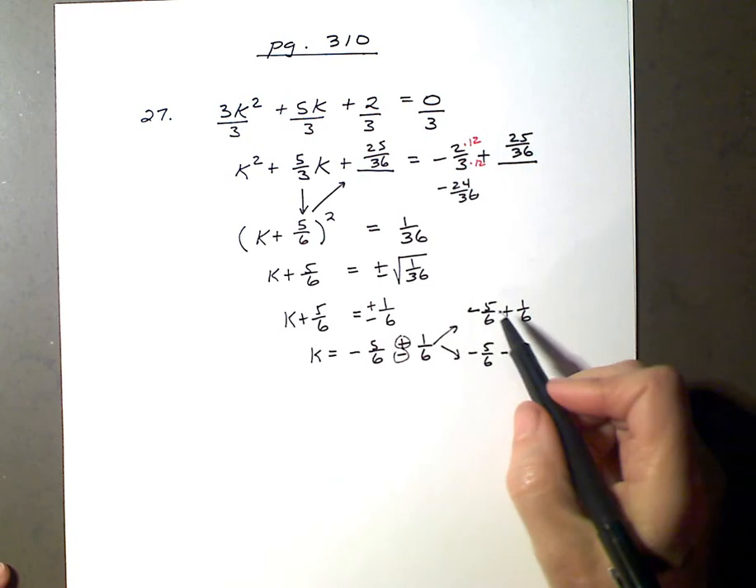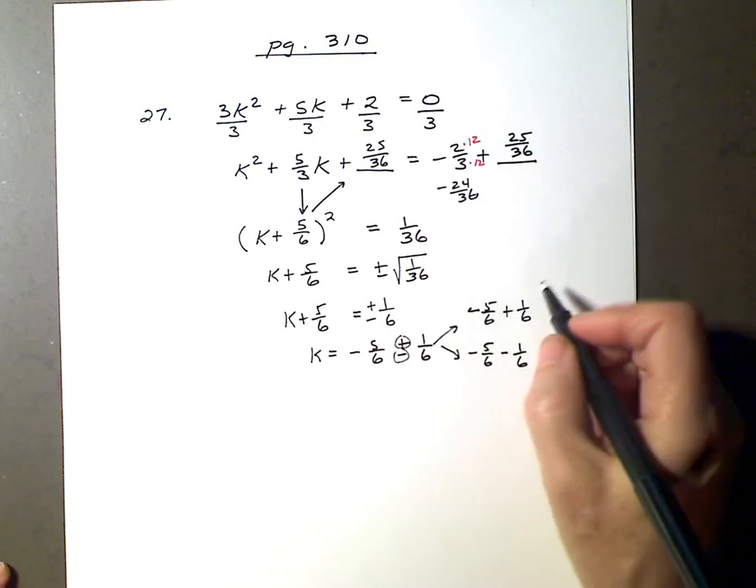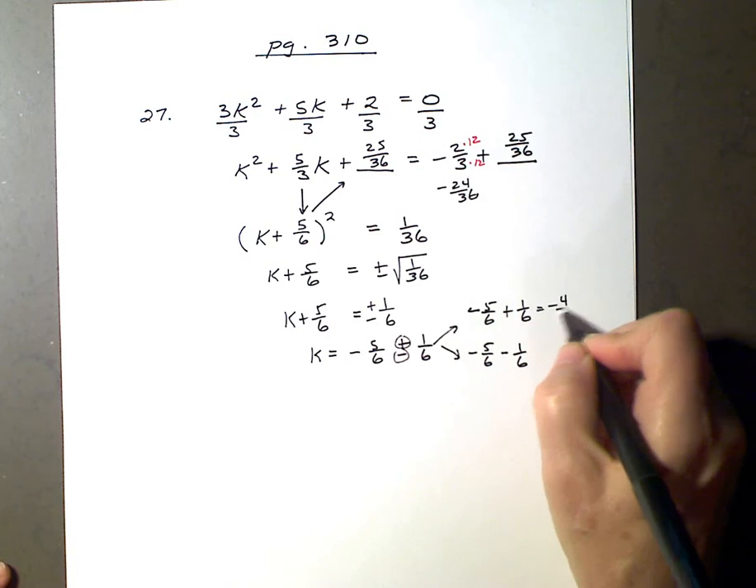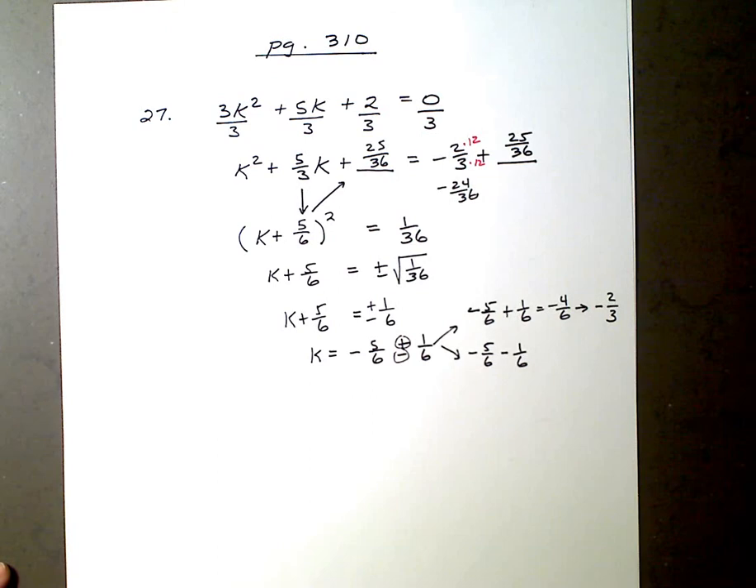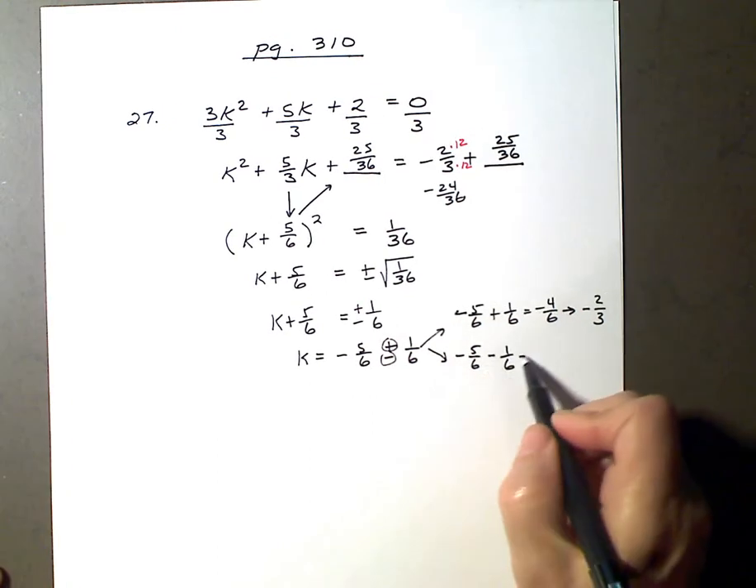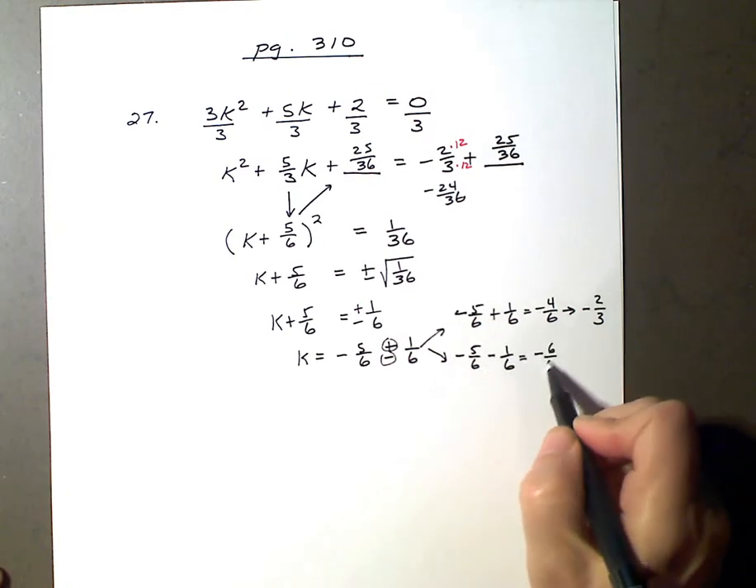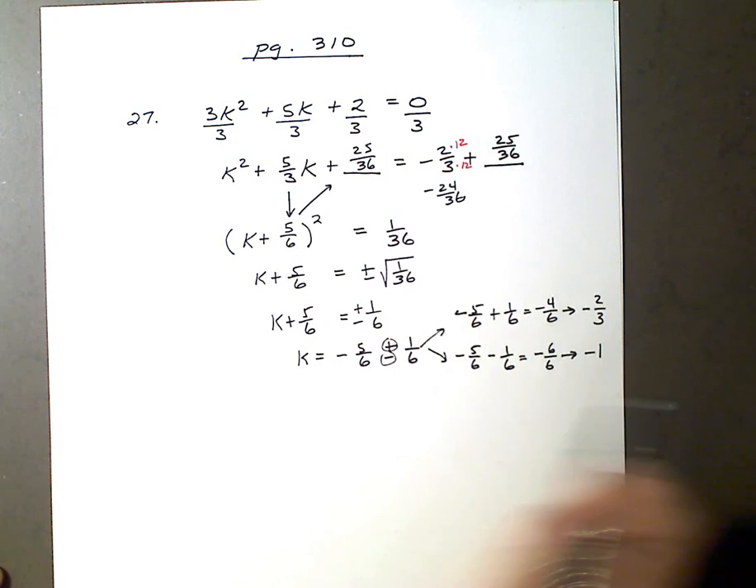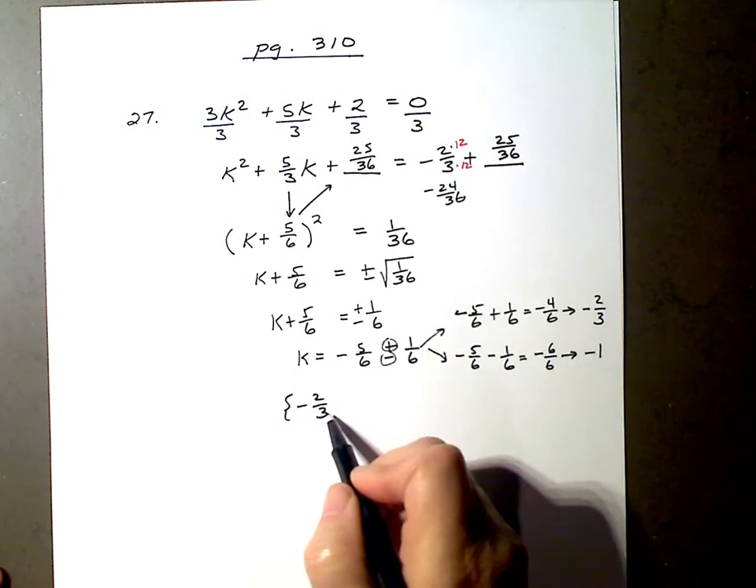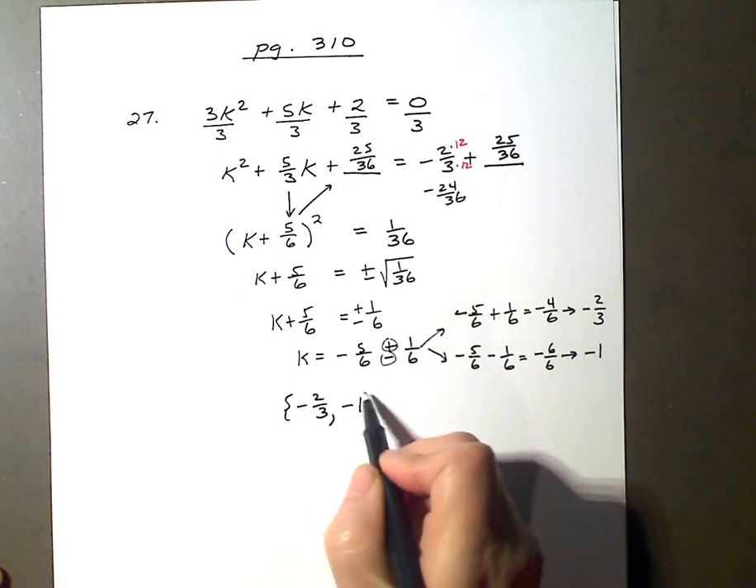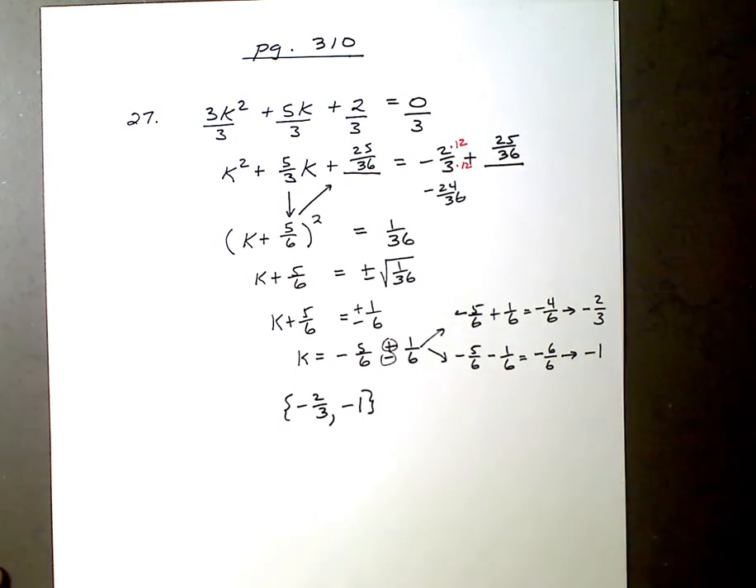So negative 5/6 plus 1/6 is negative 4/6, which is negative 2/3. And the minus path gets me to negative 6/6, which is negative 1. So the two solutions, I would leave the check to you, you could do them with a calculator, are negative 2/3 and negative 1. And that is it.